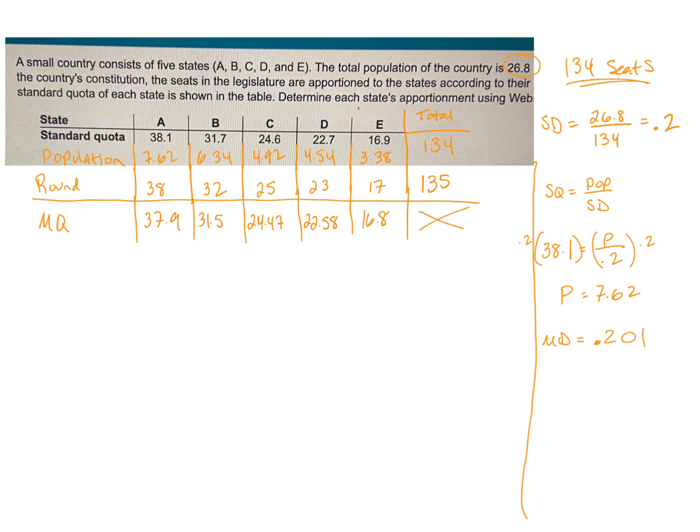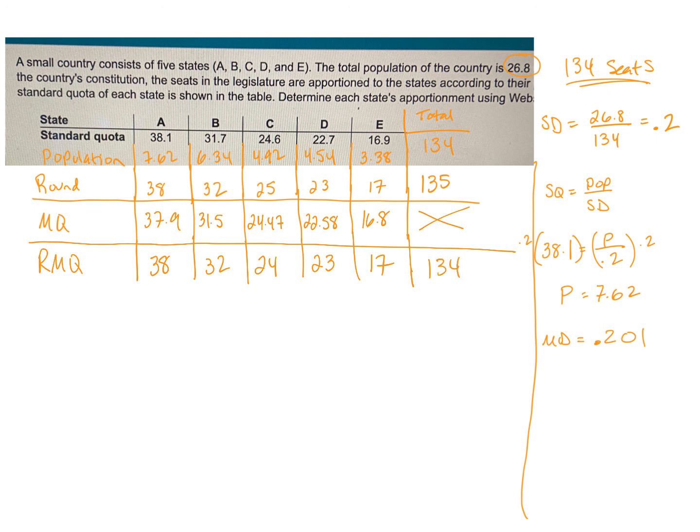Okay, adding those together doesn't mean anything, but what I want to do now is round my modified quotas. Again, I'm just rounding using the typical rounding rule because this is Webster's method. So I get 38, 32, 24, 23, and 17. And when I add those together, I get 134, which is the correct number of seats. So this is going to be your answer: 38, 32, 24, 23, 17, because that gives you 134 seats rather than 135.